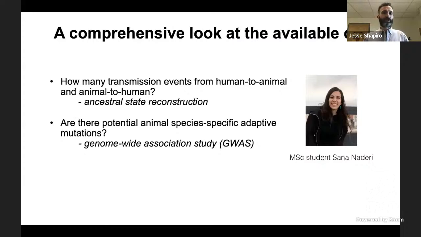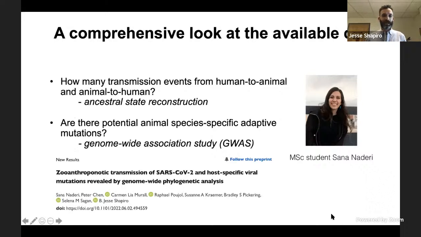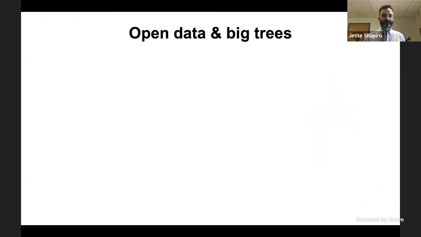The second thing she looked at is to ask, are there any animal-specific adaptive mutations? So are there any mutations that are really statistically associated with a particular animal compared to human? And to do this, she used a genome-wide association study. And this is a preprint that we just put up earlier this week, so it's really fresh. So I welcome all of your comments and questions about this.